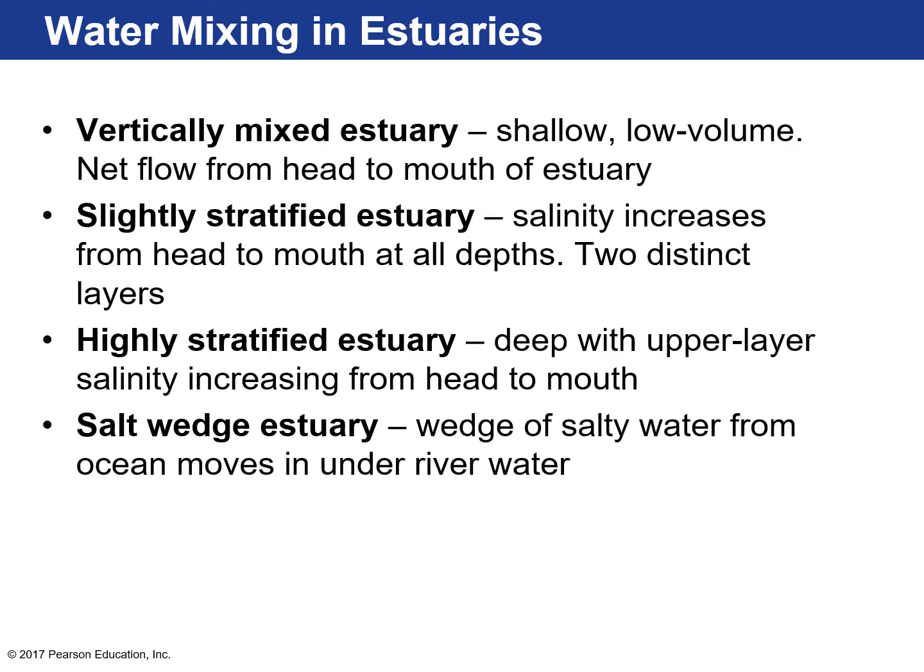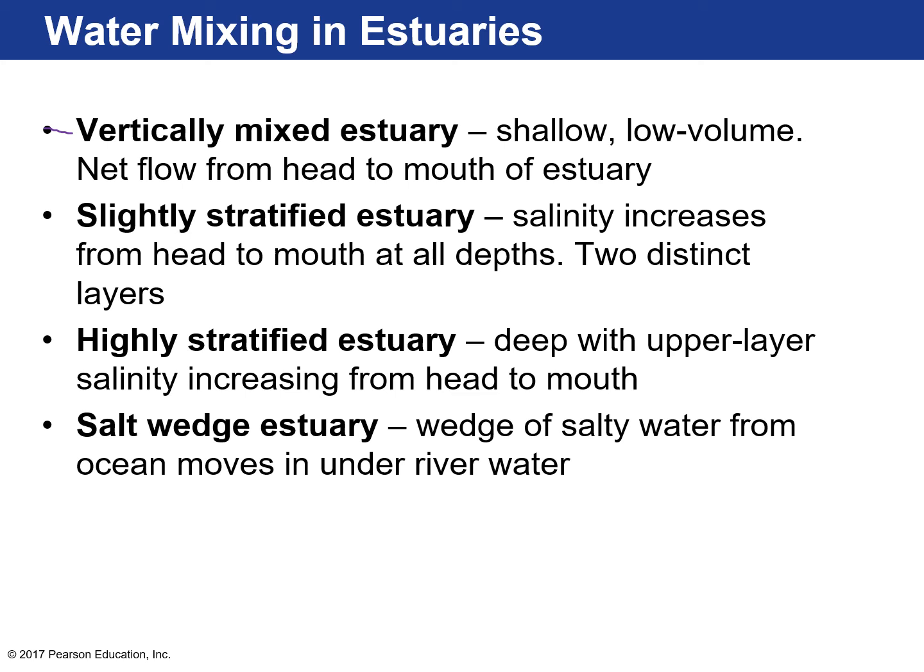So the way water mixes in estuaries, there's a number of different examples. A vertically mixed one is one where you have very low volume of water going into the estuary. So there's a net flow from the head to the mouth of the estuary, and so you get very well mixed water, fresh water and salt water together.